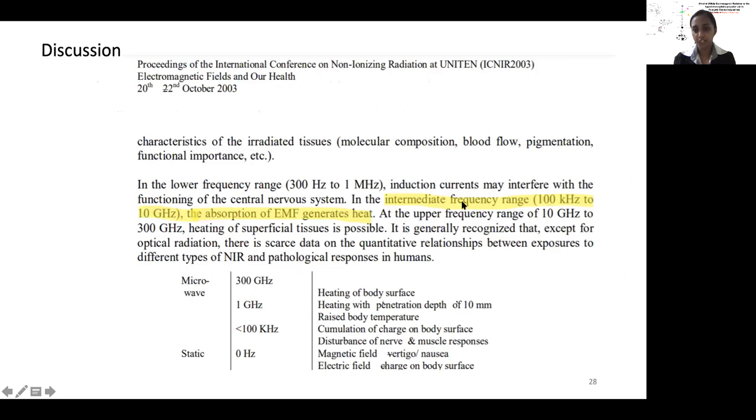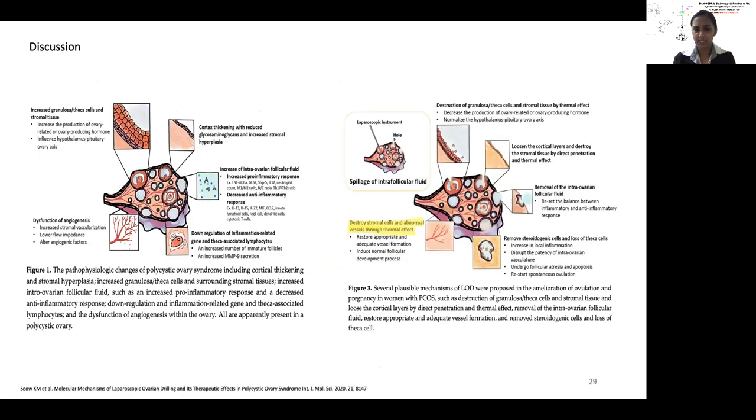Now, intermediate frequency is in general considered to fall within the non-ionizing category on the electromagnetic spectrum, right? And basically, they say that it is supposed to only generate heat, but not have enough energy for the release of an electron from an atom. So we needed to understand what exactly is happening. If you look at laparoscopy, where they use a localized radio frequency, this is how the polycystic ovary will be, right? You have dysfunction of angiogenesis, increased granulosa layer cells, cortex thickening here, and intraovarian fluid increasing as well. But in laparoscopy, when heat is applied to the tissue, you see the cortical layers are loosened, you have removal of intraovarian follicular fluid, and stroma cells are destroyed.